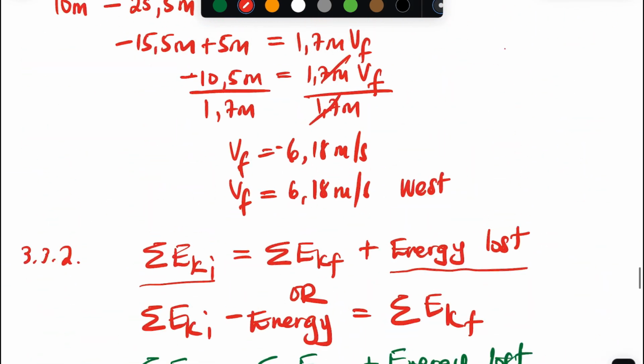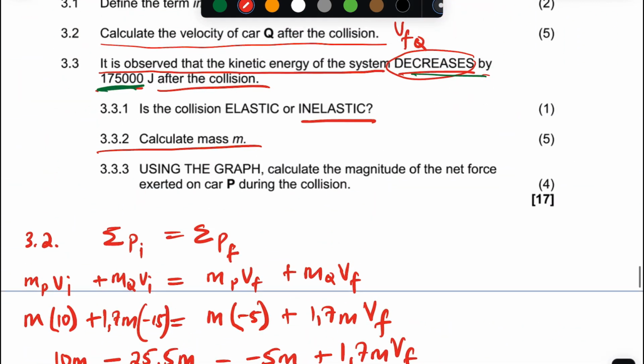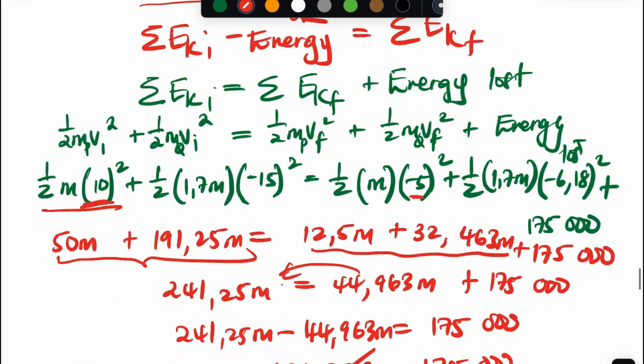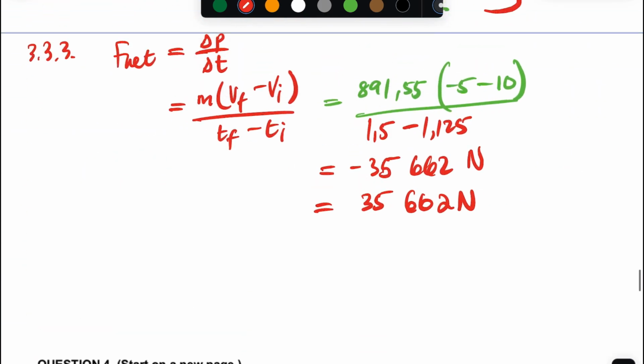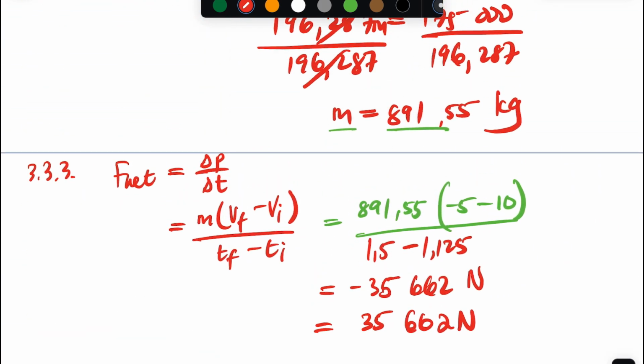So that's the force that is exerted on P during collision. It comes from the westerly direction.